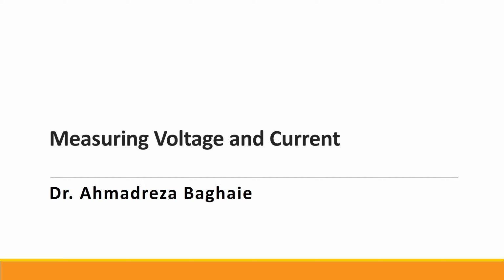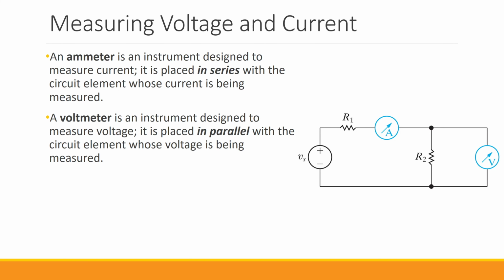In this video, I want to talk about how we usually measure voltages and currents in electric circuits. So an ampermeter or an ammeter is an instrument that is designed to measure the current that goes through the individual components of a circuit. So the ammeter is placed in series with the circuit element that we want to find the current for. Do you know why we place the ampermeter in series with the element?